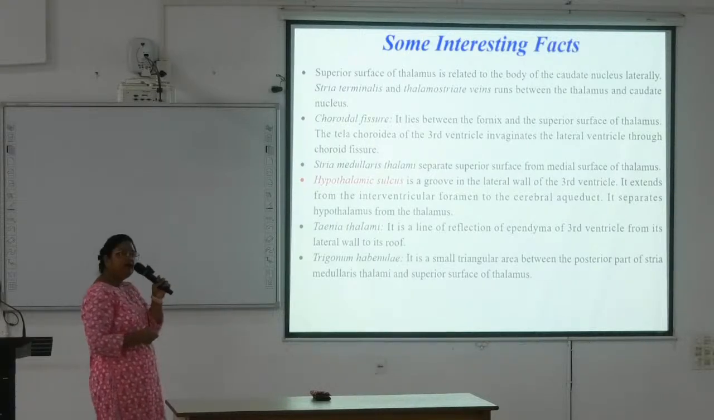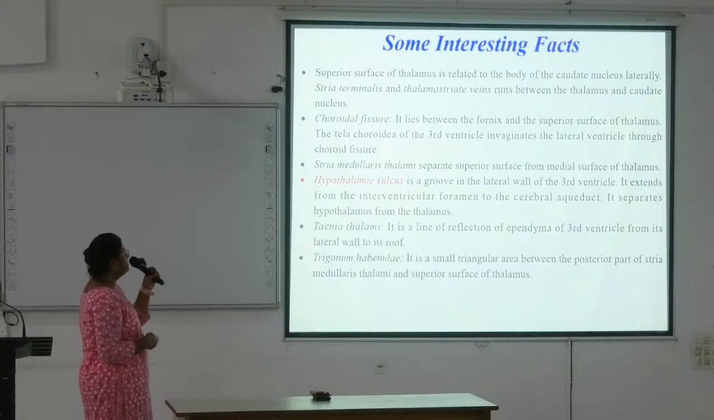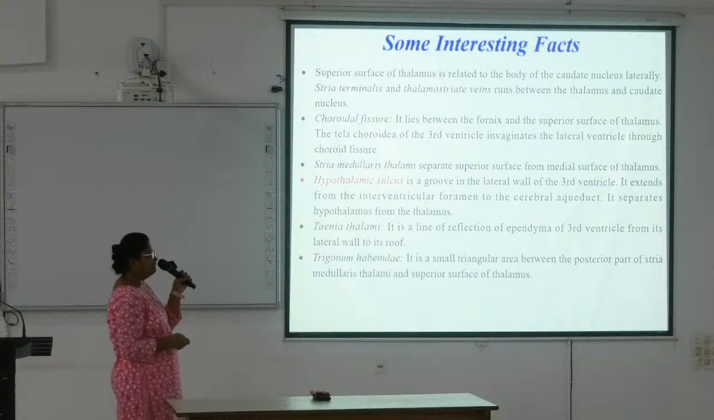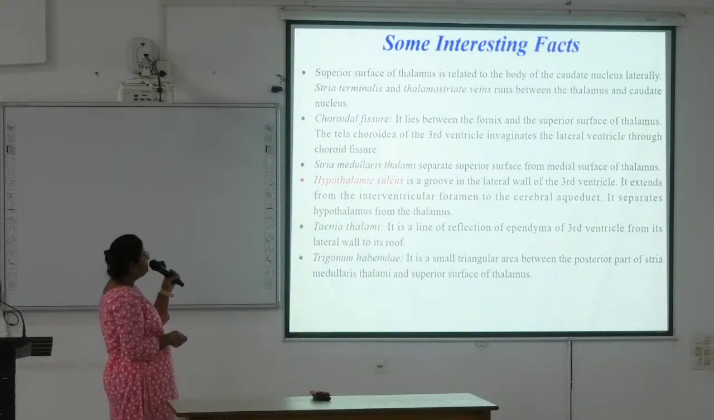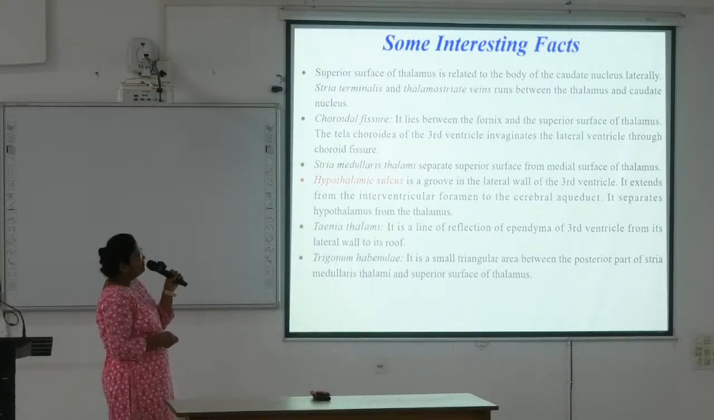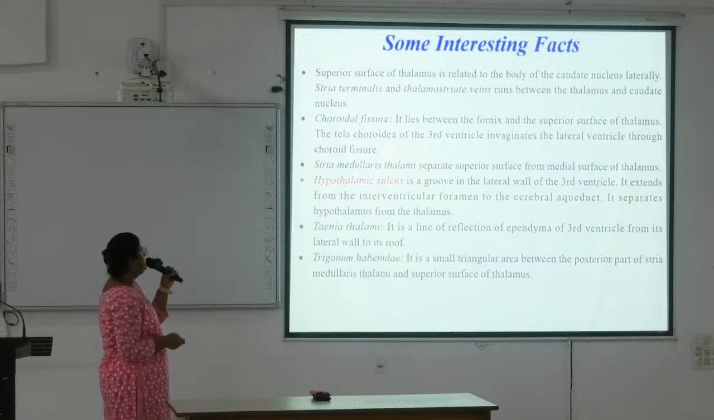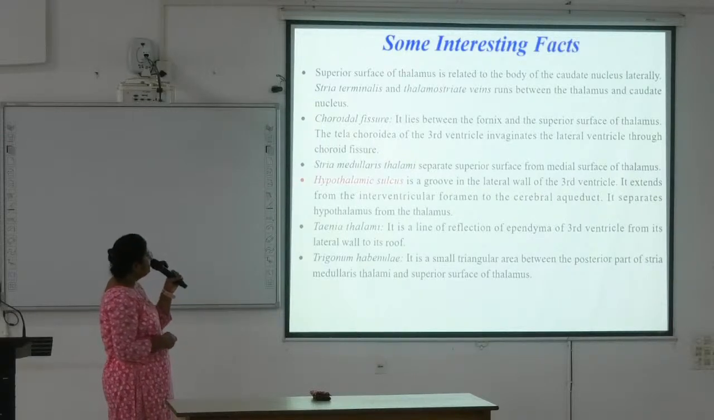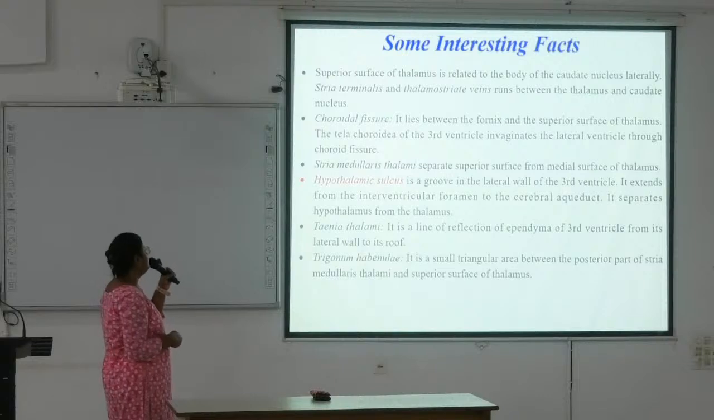Next is hypothalamic sulcus. You have seen it. It is a groove in the lateral wall of the third ventricle, extends from the interventricular foramen to the aqueduct of Sylvius. It separates the hypothalamus from the thalamus. Thalamus above, hypothalamus below.